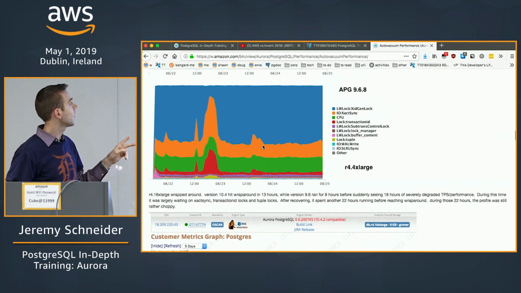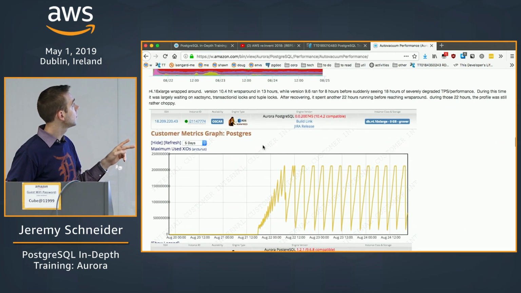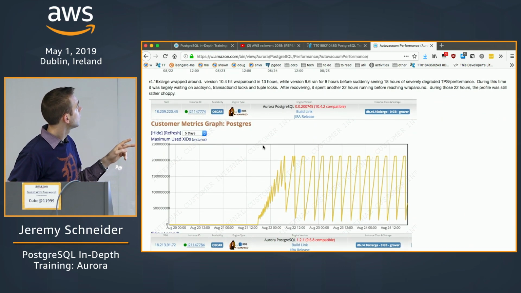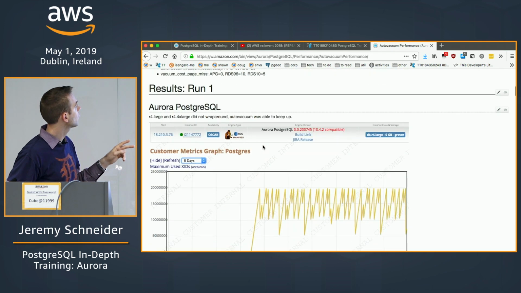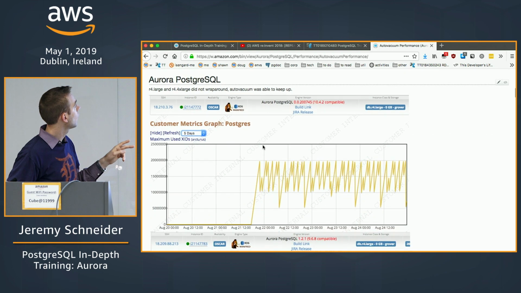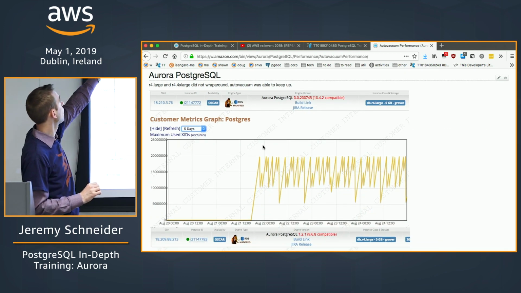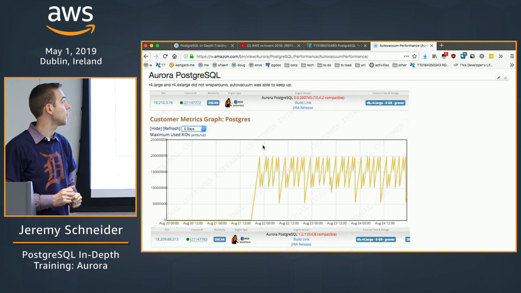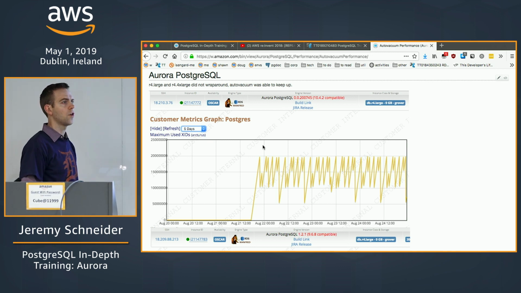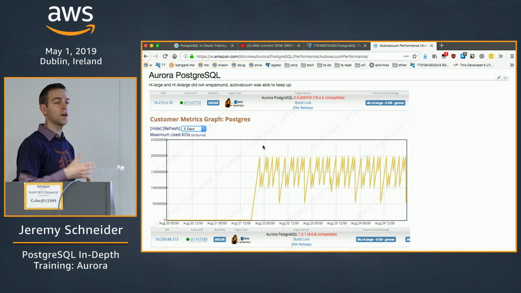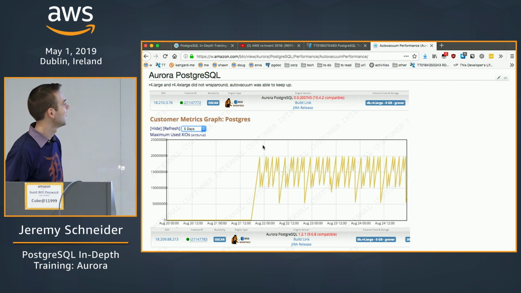It was by instance class. Let me find it. Where is it at? It's up toward the top of this whole section. Right there. So on Aurora, the R4 large and the large and the 4x never wrapped around. And autovacuum was able to keep up completely with the default settings. Even with this kind of insane workload, I was allocating transaction IDs as fast as I could.